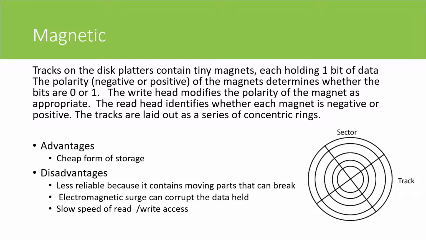So we're going to first look at the magnetic hard disk storage device. This is a secondary storage device, and the way this works is that we have tracks on the disk platters that contain tiny little magnets, each holding one bit of data. The polarity of each magnet, whether it's negative or positive, determines whether the bit is 0 or 1. We have a write head that modifies the polarity of the magnets as needed, and the same head is also used to read the polarity of the magnets, so you can determine whether it's a 0 or a 1. And the tracks themselves are laid out in a series of concentric rings.